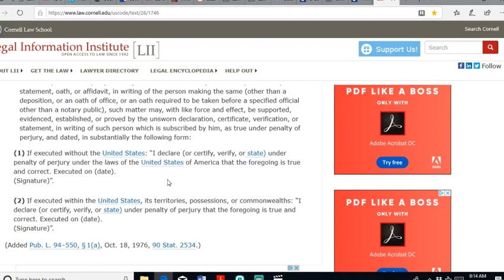Oh, I forgot to put in my disclaimer. I'm not a lawyer. This is not to be taken as legal advice. I'm not a lawyer, so please find yourself a competent lawyer. This is only for educational and entertainment purposes only.